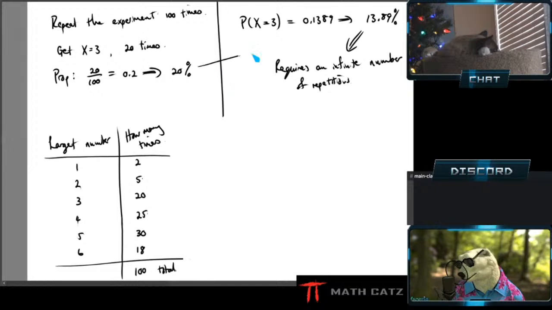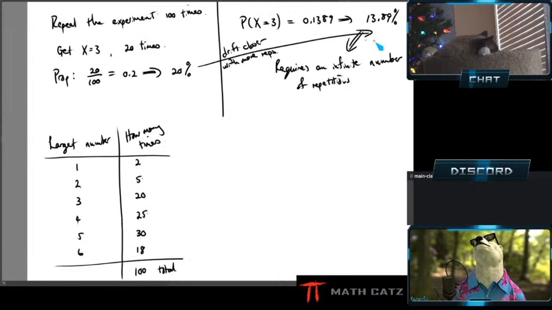Let me write that down. Drift closer with more reps. Right? If I do fewer, I could get extremely lucky and be right on this. Probably not. I could be much further away with fewer repetitions. Like, for example, if I roll the 2 dice once and I happen to get a 3, that's 100% of the time. It's not a lot of repetitions. I'm far away from this theoretical ideal.